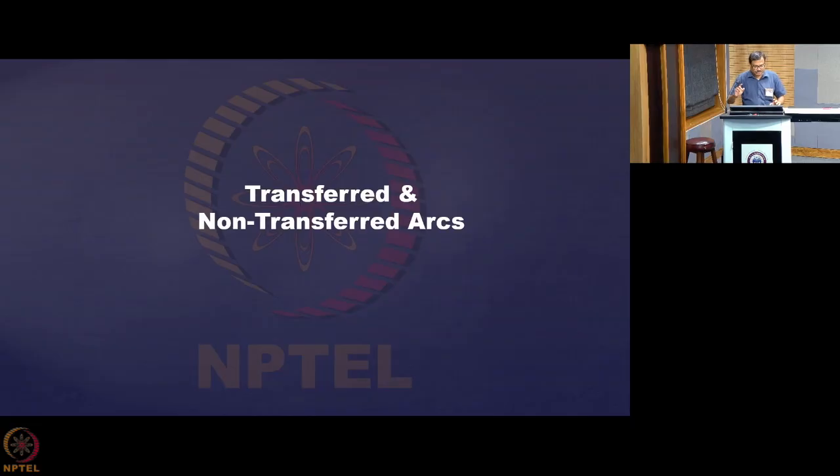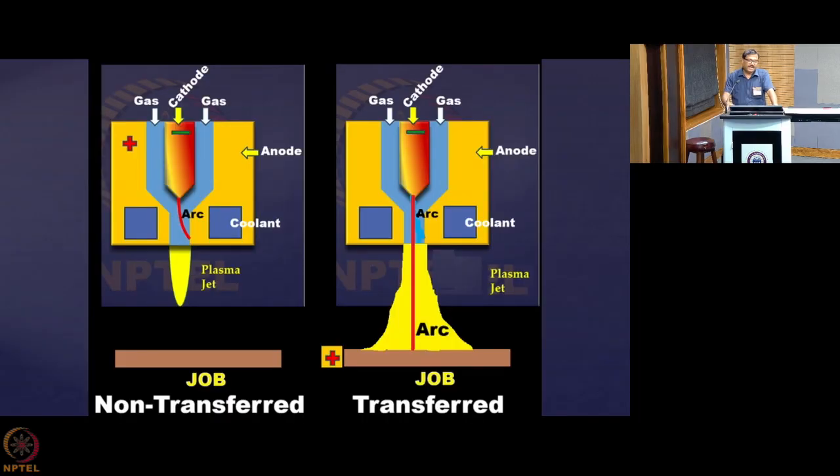And now I should tell you about the arc connection configuration. There are 2 types of arcs you will be hearing about in this technological area. One is called transferred arc and one is called non-transferred arc. So what are they actually? I have shown you one configuration where there is a cathode, there is an anode, and the arc is established between this cathode and anode, and a plasma jet is coming out. This plasma jet is used for different kinds of applications.